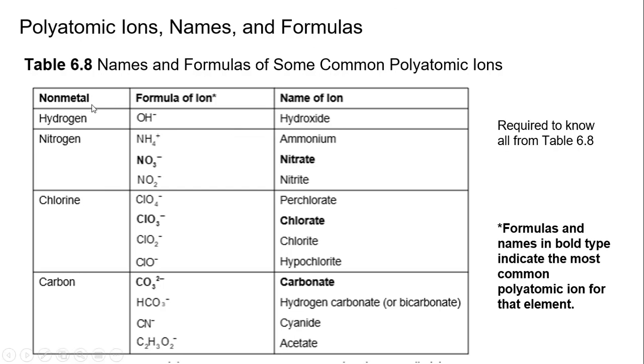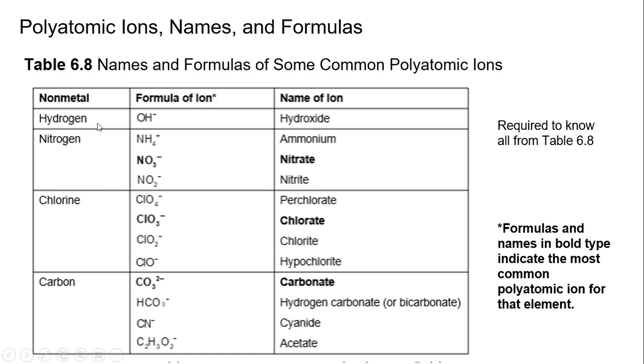So let's get started. These are nonmetals, and this is the formula, and here's the name of the ion. The ones in bold are the most common, but in chemistry, we tend to use all of them when we're learning. So nitrogen has ammonium. We already covered this one. The only one that's positive. Oh, sorry, I jumped up.